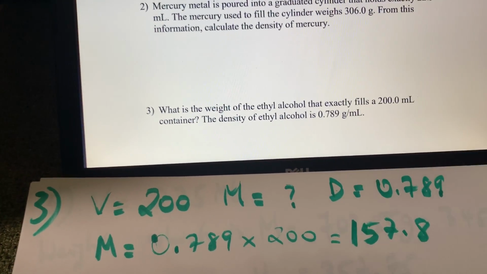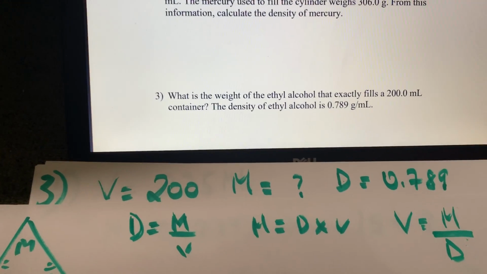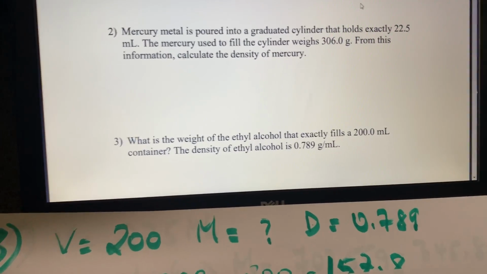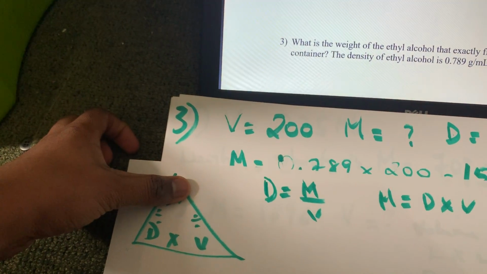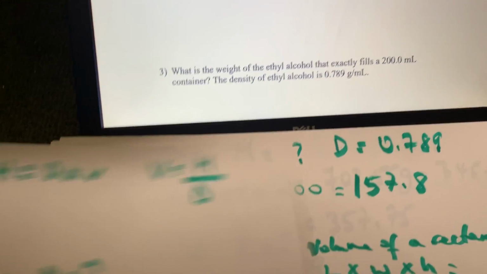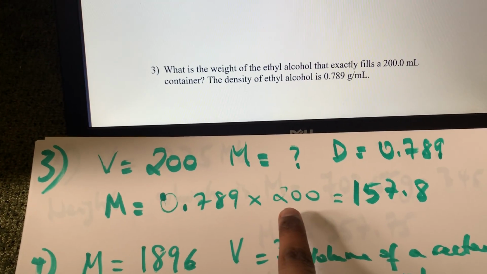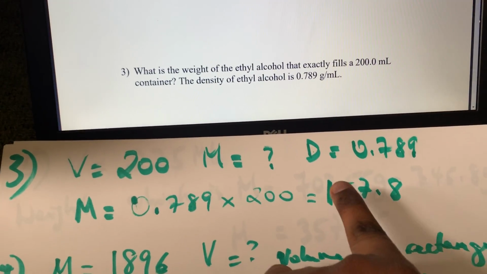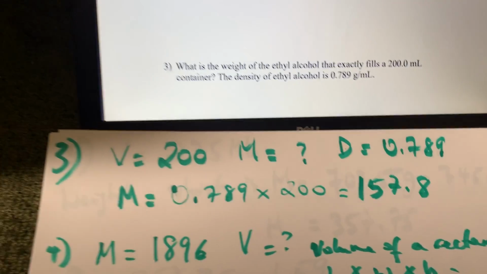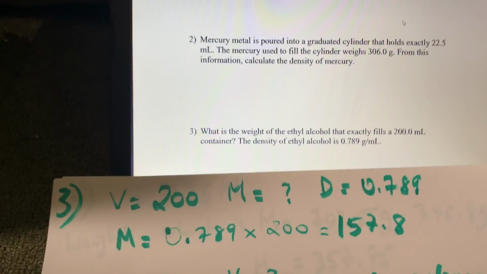Now, how do we solve that? If you refer to the first thing I was telling you, if you're looking for the mass, you put your hand on mass, D times V. So we multiply the density times the volume. The density is 0.789 times the volume, which is 200. You multiply them and you get 157.8. You do that with your calculator. Good. Now let's go ahead and solve number 4.